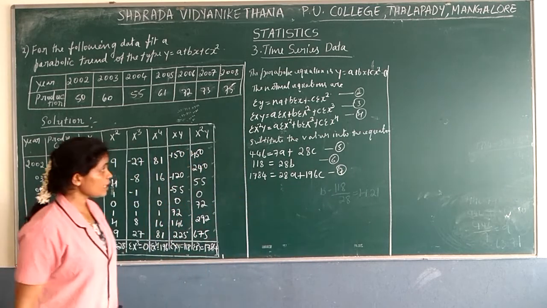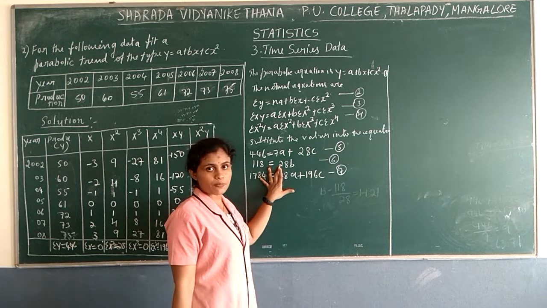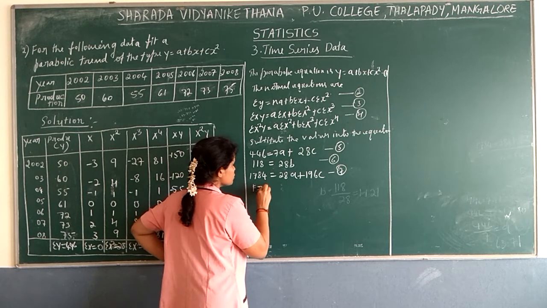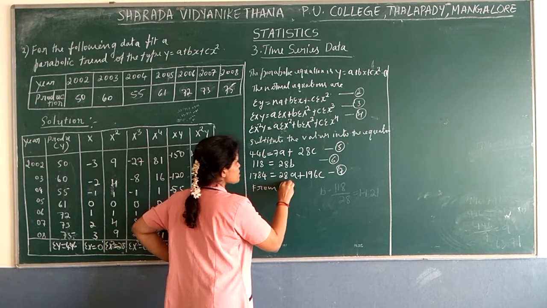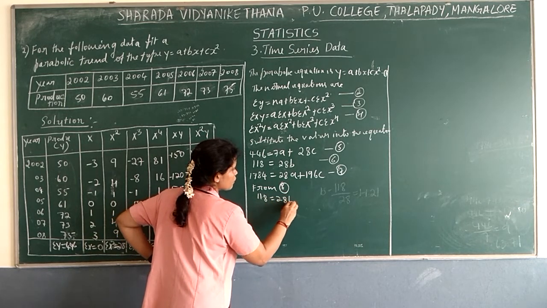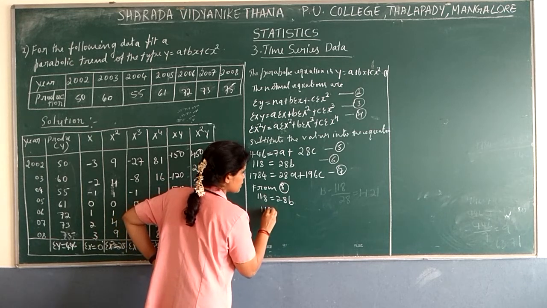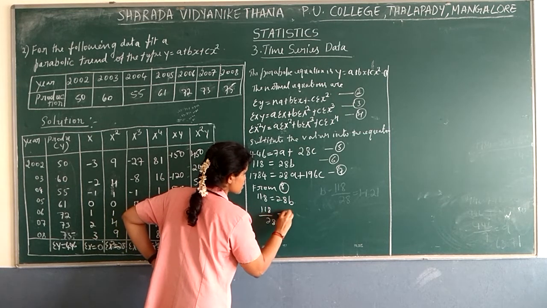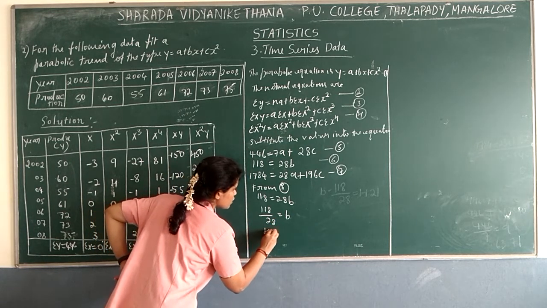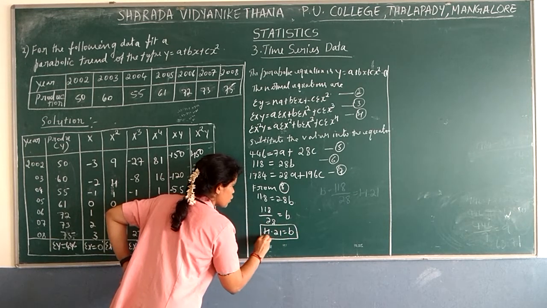Now when you observe these three equations, we find that the sixth one is the simplest form. So we'll take first the sixth equation. From equation 6, that is 118 is equal to 28b. Here easily we can find out the value of b. That is 118 by 28 is equal to b. So what do we get there? We get 4.21 as b.